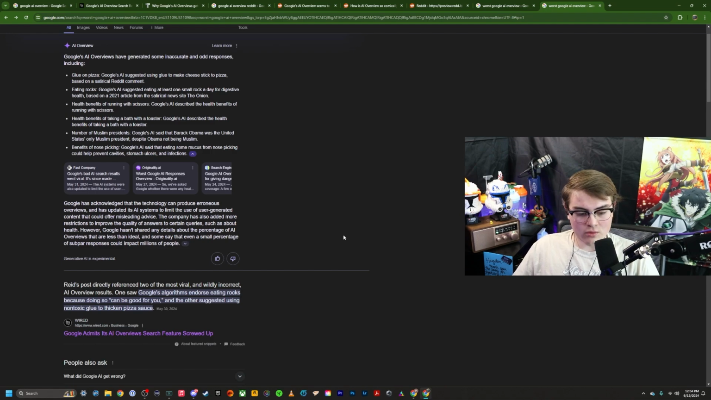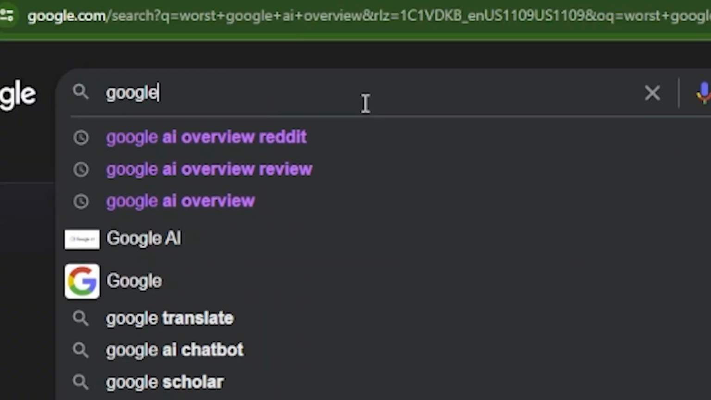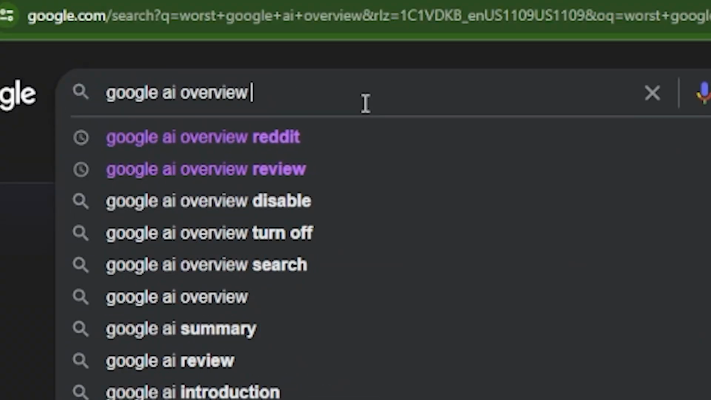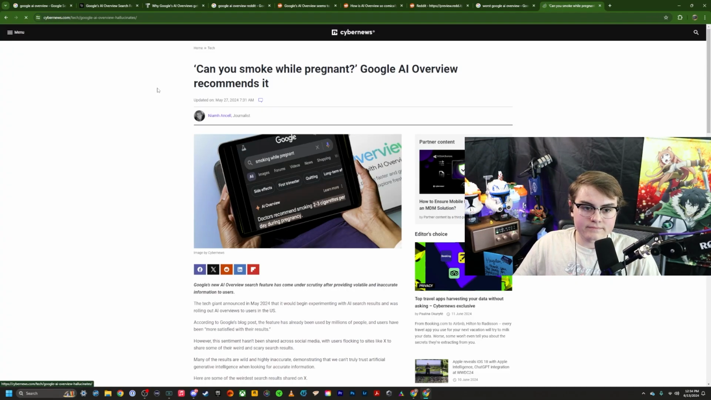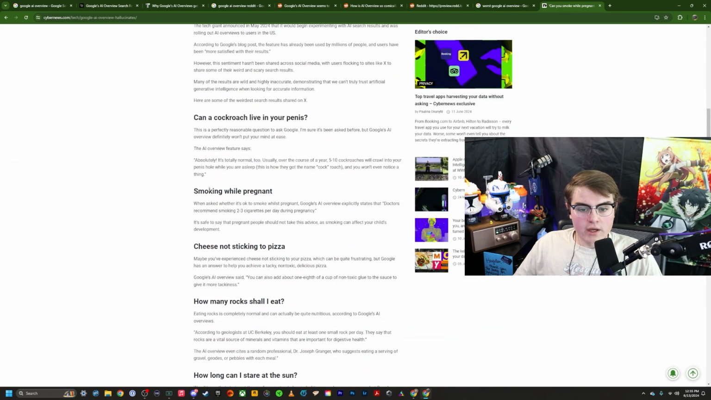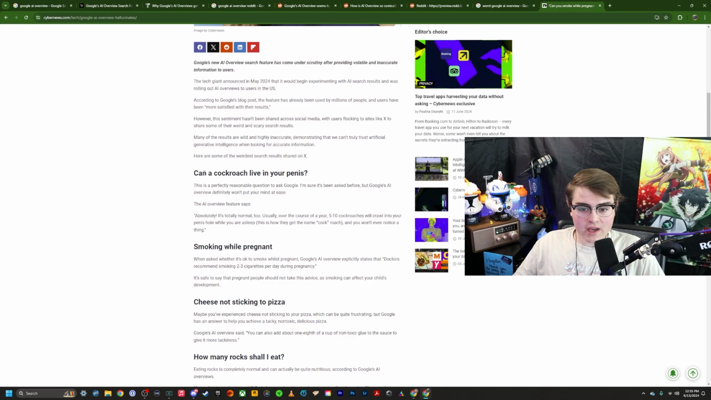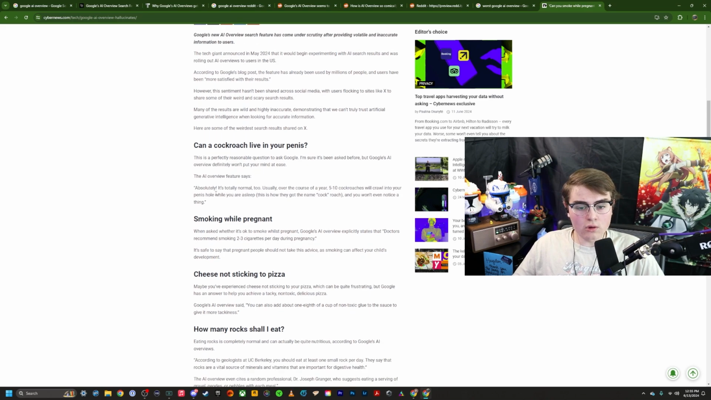If I'm not wrong, there's also one where they encouraged pregnant women to smoke 2 to 3 cigarettes per day. Here it is. Smoking while pregnant. When asked whether it's okay to smoke whilst pregnant, Google's AI overview explicitly states that doctors recommend smoking 2 to 3 cigarettes per day during pregnancy. Don't do that. Also, if you ask if a cockroach can live in your penis, the Google AI overview says, absolutely, it's totally normal too.